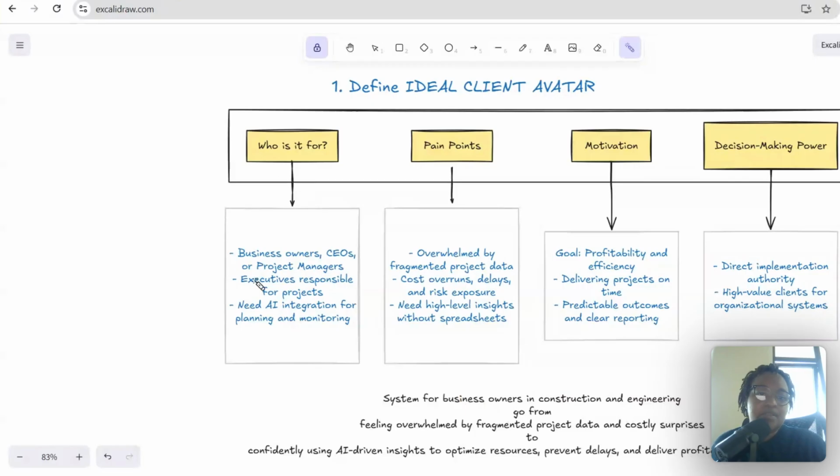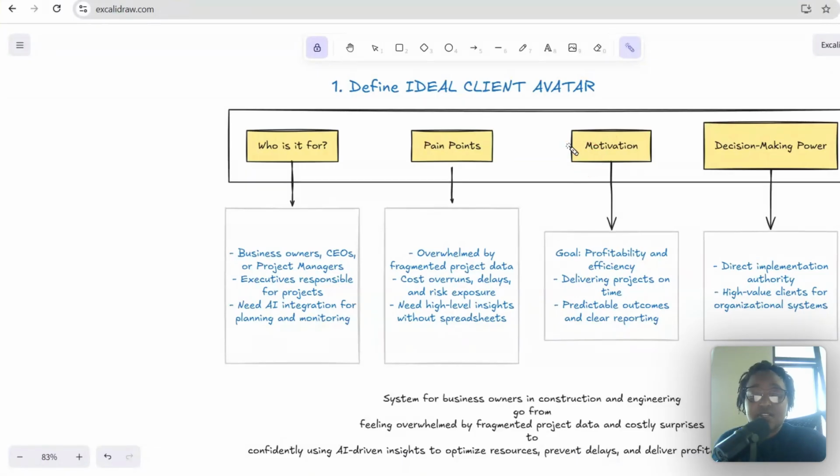So who is it for? My ideal client in this case study is business owners or CEOs or even project managers who are responsible for managing projects. And essentially, currently, they need AI integration for planning and monitoring of these projects. Their pain points are that they're overwhelmed by a lot of project data they receive from their team, etc. And they experience cost overruns, cash flow issues in their projects, delays, and this has a large impact on risk exposure. Another pain point for our case study client is the need for high level insights without all these spreadsheets, Excel, etc.